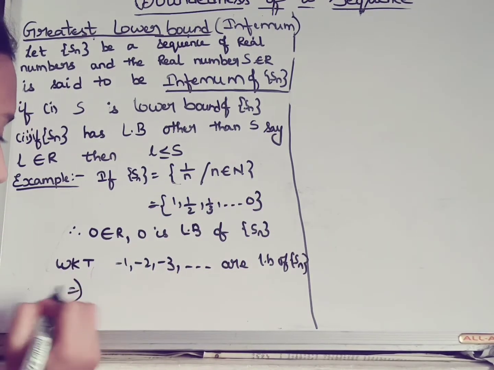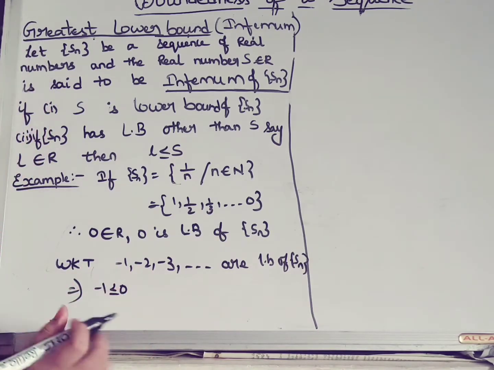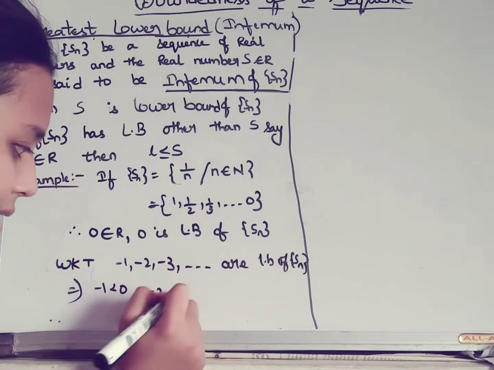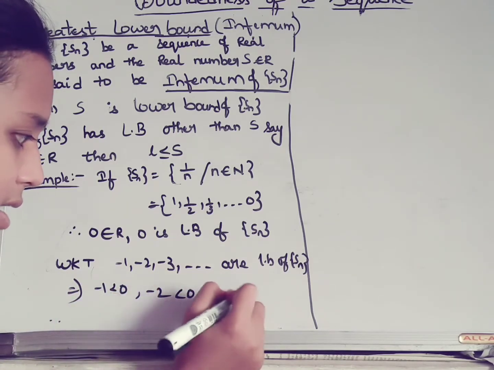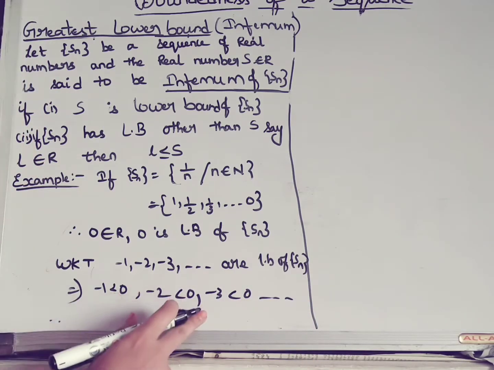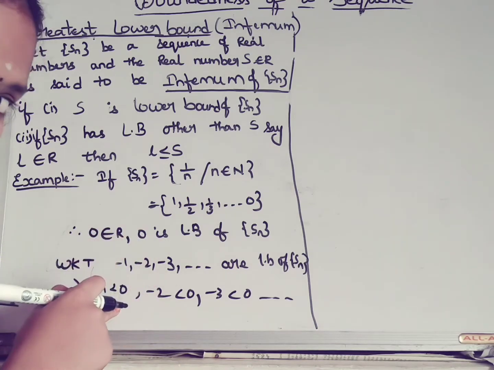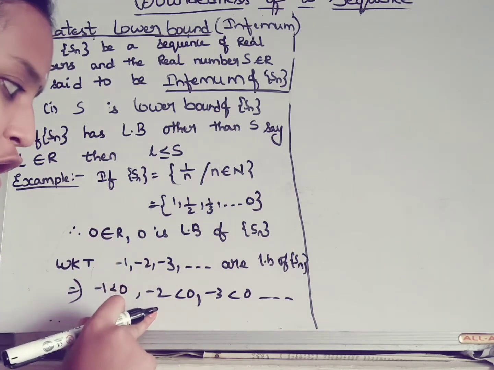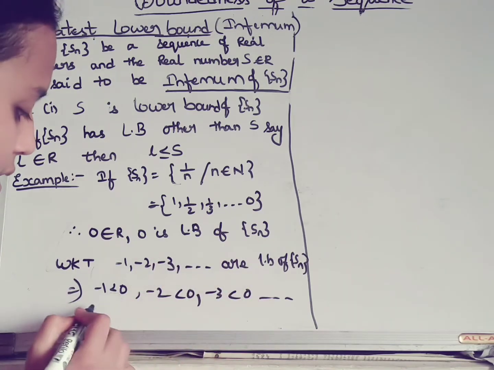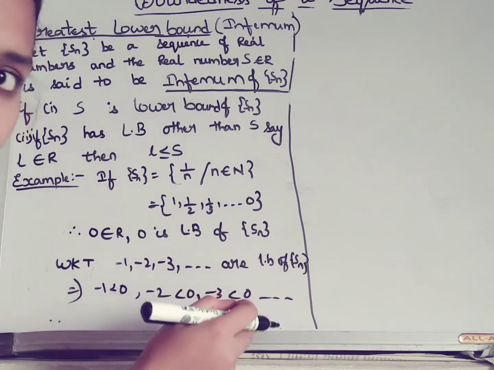Next, see here, minus 1 is less than or equal to 0, minus 1 is less than 0, minus 2 is less than 0, minus 3 is less than 0, and so on up to infinity. So 0 is the greatest one. Minus 1 is a lower bound, 0 is also a lower bound, but 0 is the greatest one. Similarly, minus 2 is a lower bound, 0 is also a lower bound, 0 is the greatest one. So this condition is satisfied for each and every term of the sequence.